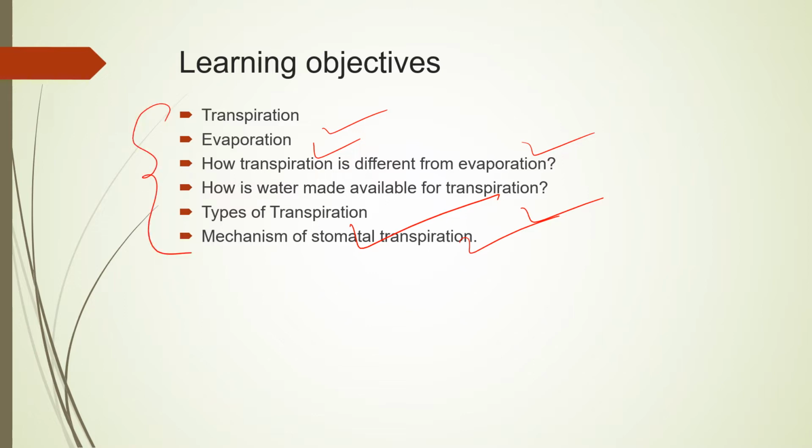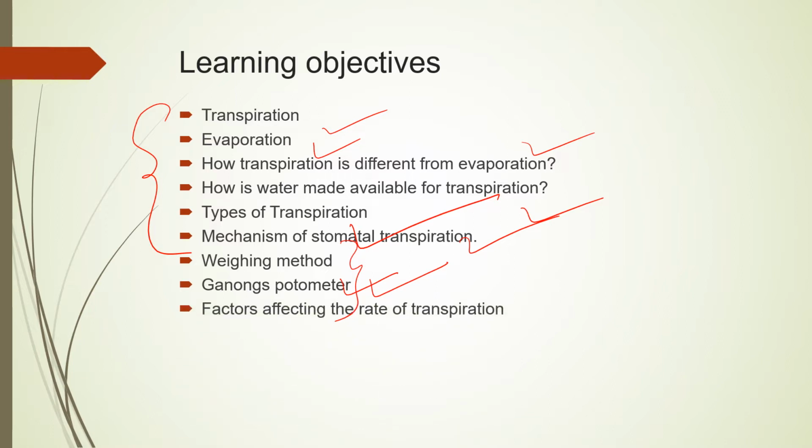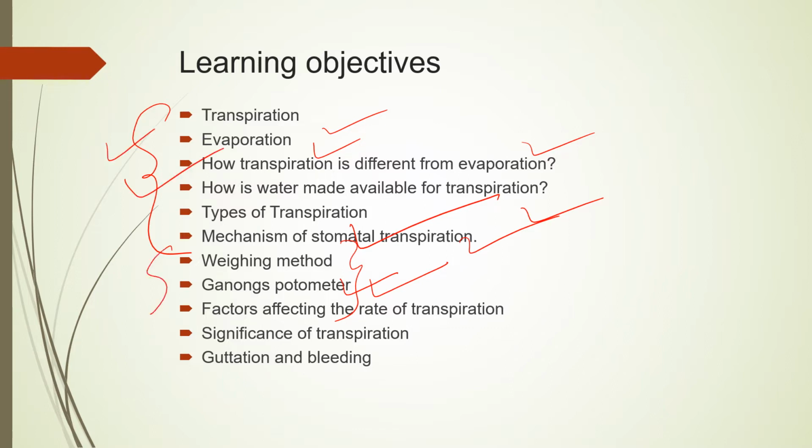Now, in the next episode, we are going to learn the weighing method experiment in transpiration. We are going to learn Ganong's potometer. This is also a very important experiment. These experiments are very important for your exams. We are going to learn about the factors affecting the rate of transpiration, the significance of transpiration, and guttation and bleeding. So in today's episode we are going to learn this all, and in the coming 4 episodes we are going to learn about these things.